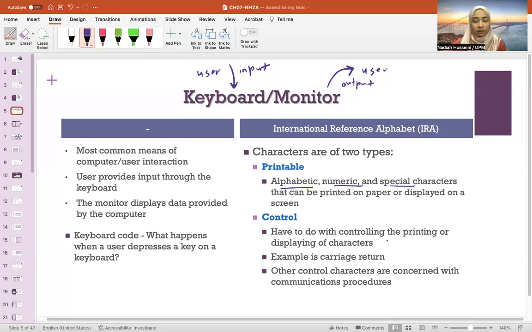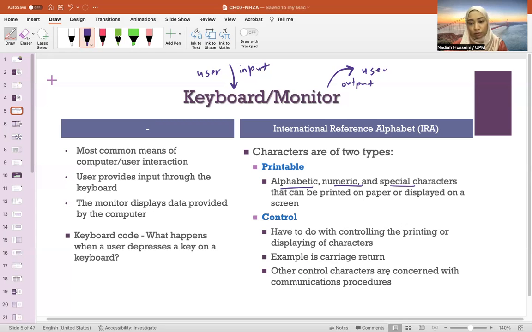An example is carriage return. It is like when you insert a break in the page in Word and you go to the next page. Those are like carriage returns. Those are the types of control that you can do, but you don't necessarily see them as alphabets, numerical, or special characters.